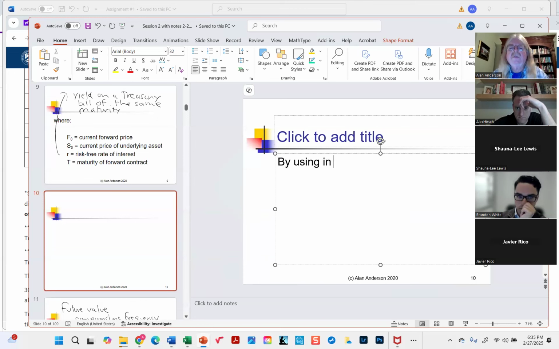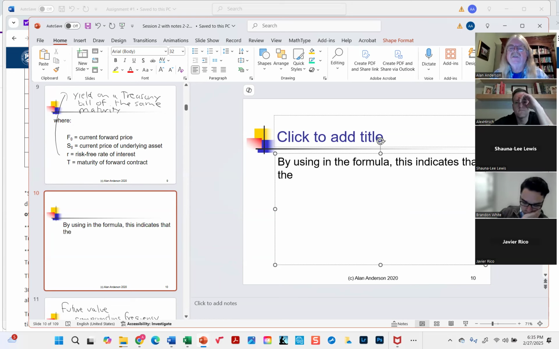By using E in the formula, this indicates that the interest rate itself is being compounded on what's called a continuous basis.